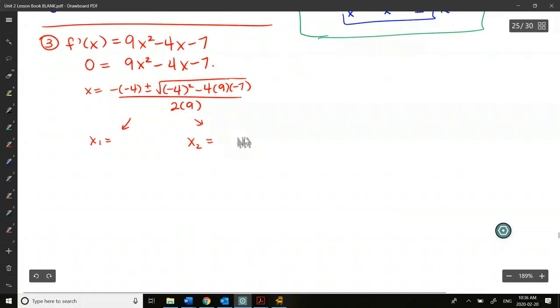Okay, anyone have our x's? No one has them? Negative 0.69. Anyone else? Can someone confirm that for us?